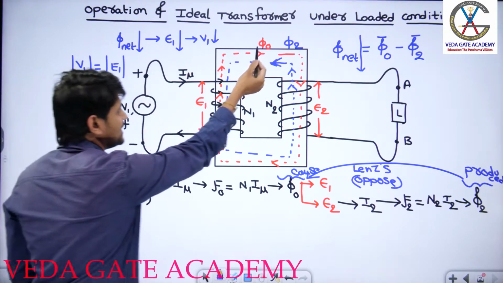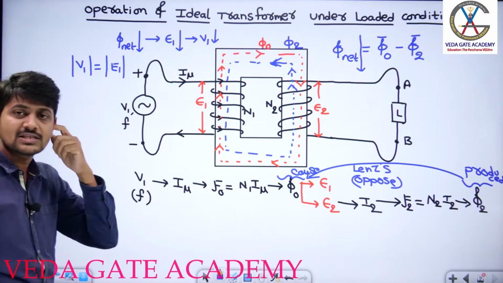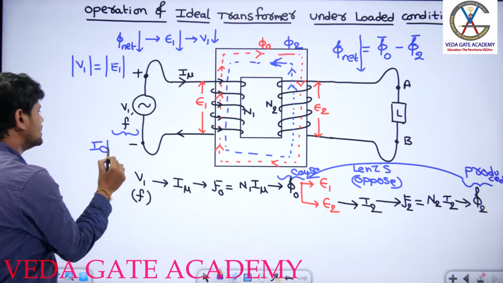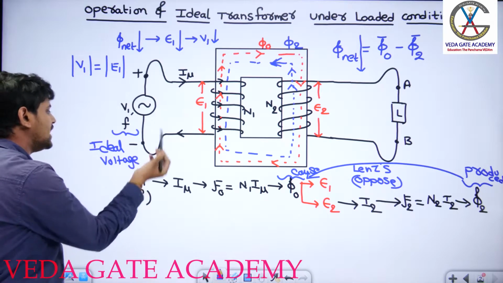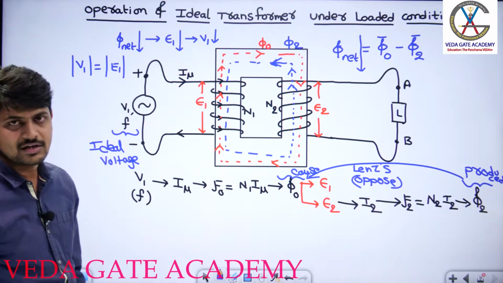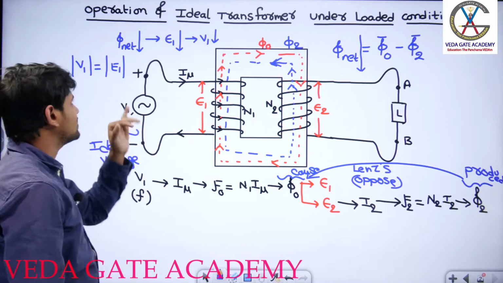But because of the net decrement in the flux, E1 decreases. As E1 decreases, according to this relation, V1 should decrease. But because this is an ideal voltage source, the magnitude of the voltage and the time period of this voltage will always remain constant. Am I correct or not? So I can say V1 should be exactly equal to V1.